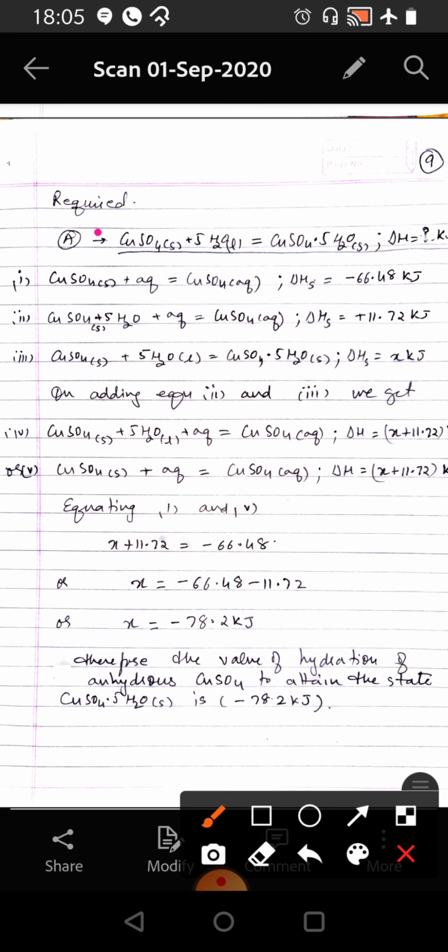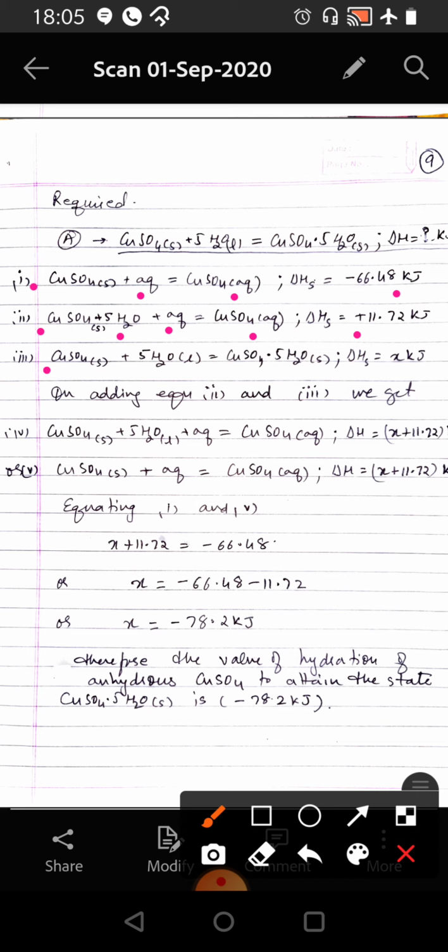So this is our requirement. We have to find out the total heat of hydration of formation of copper sulfate pentahydrate. In the first step, we take anhydrous copper sulfate and add excess of water to it. The result is copper sulfate solution, and the heat of solution is equal to minus 66.48 kilojoules. In the second reaction, we take copper sulfate pentahydrate and add excess of water, so we get copper sulfate solution, and here the heat of solution is plus 11.72 kilojoules.